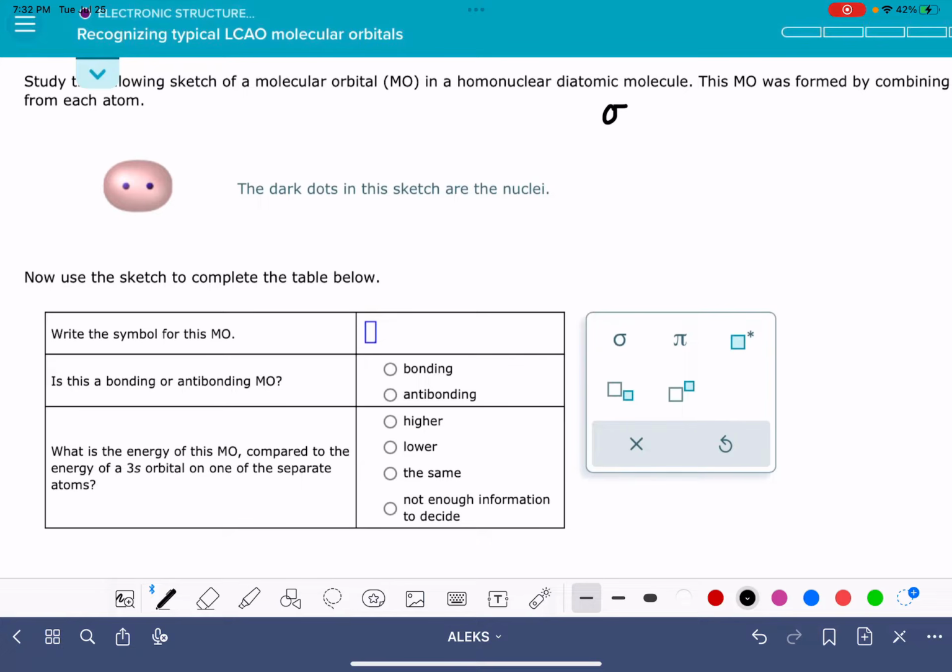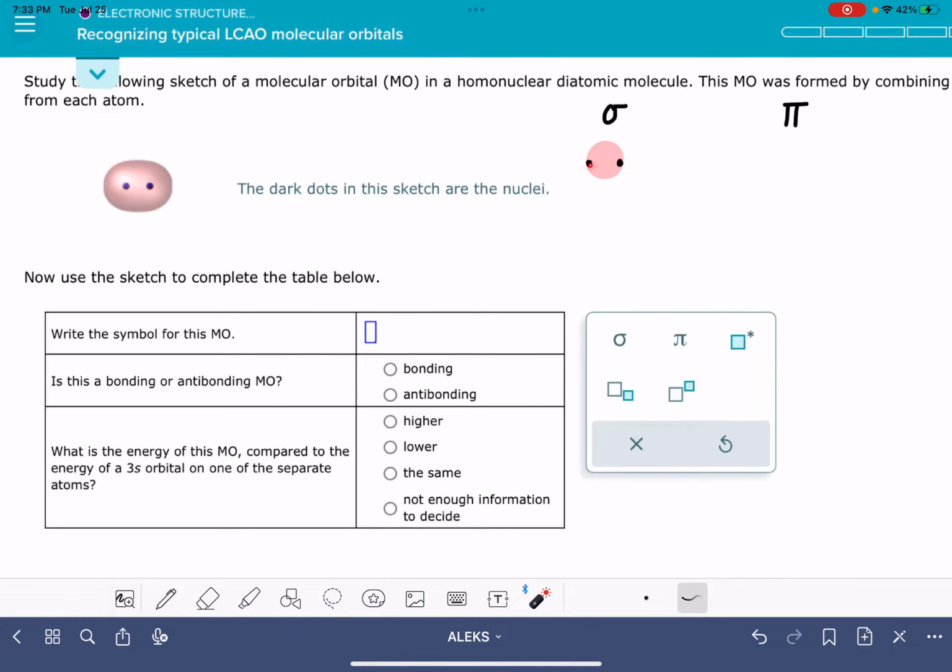For this particular ALEKS problem, there are only 2 types of bonds that ALEKS represents, and those are sigma bonds or pi bonds. If you have a sigma bond in a bonding orbital, what you're going to see are the 2 nuclei, which are represented by dots like that, and then you are going to see electron density. I'm just going to use a highlighter. You're going to see electron density in between those 2 dots. This is represented by just this light pink color.